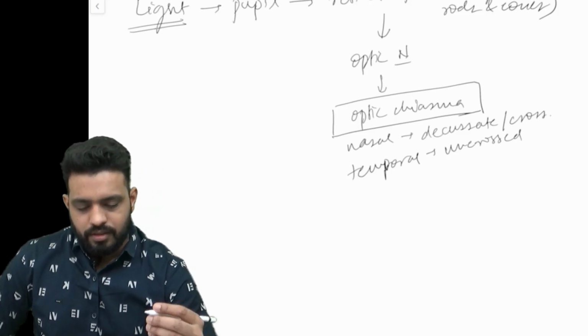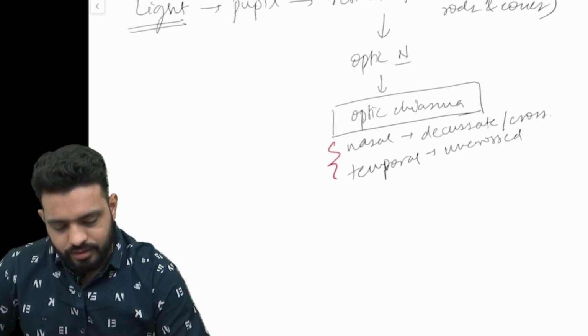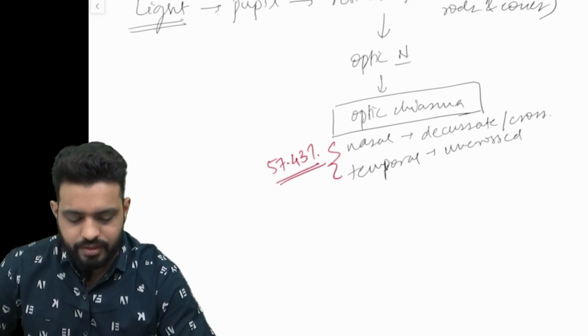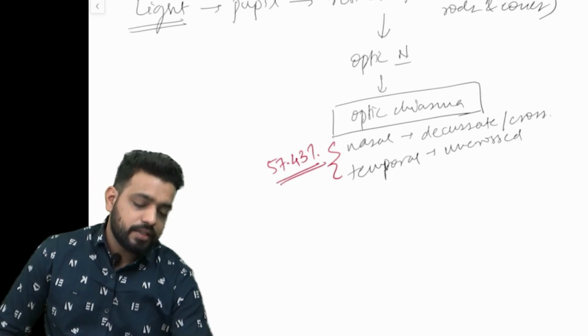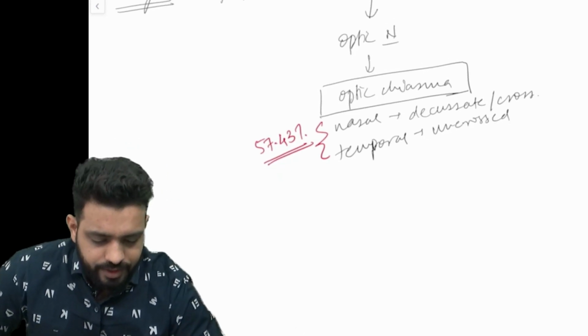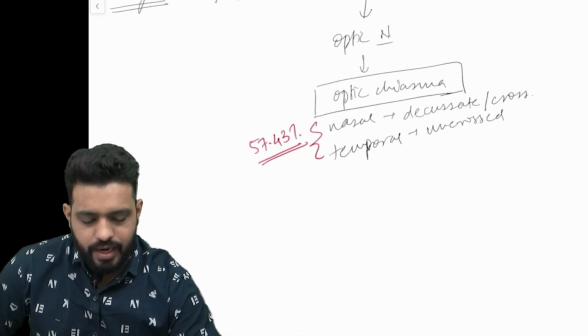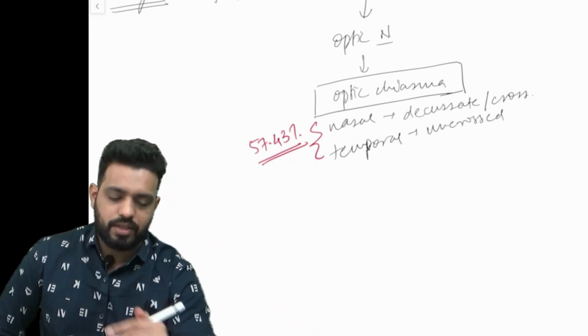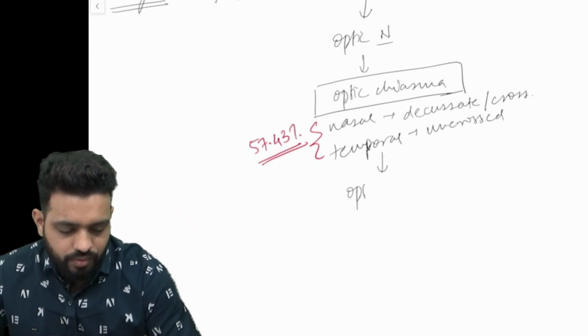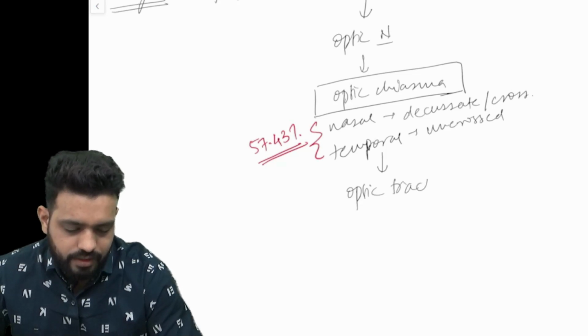So high yield point, the ratio of crossed to uncrossed fiber is 57.43%. Just if it interests you to remember, you can. If you want to forget, please forget it. So the nasal fibers will decussate or cross to the other side and the temporal will travel through the same side. Now we have something known as optic tract.